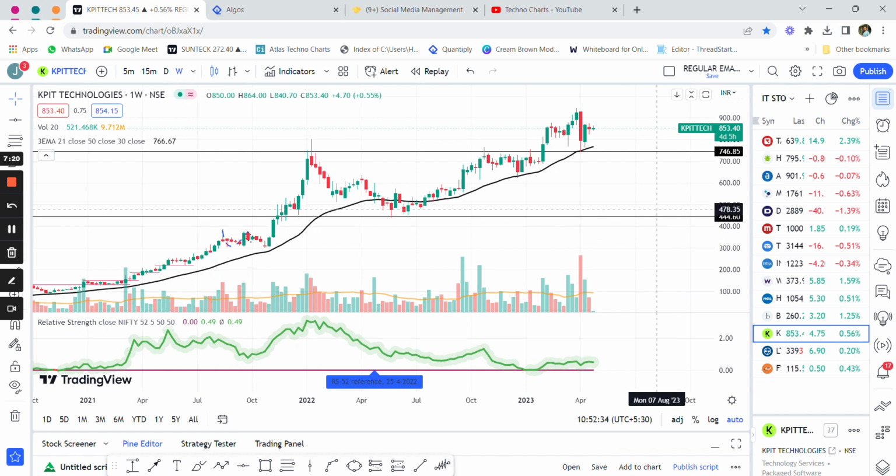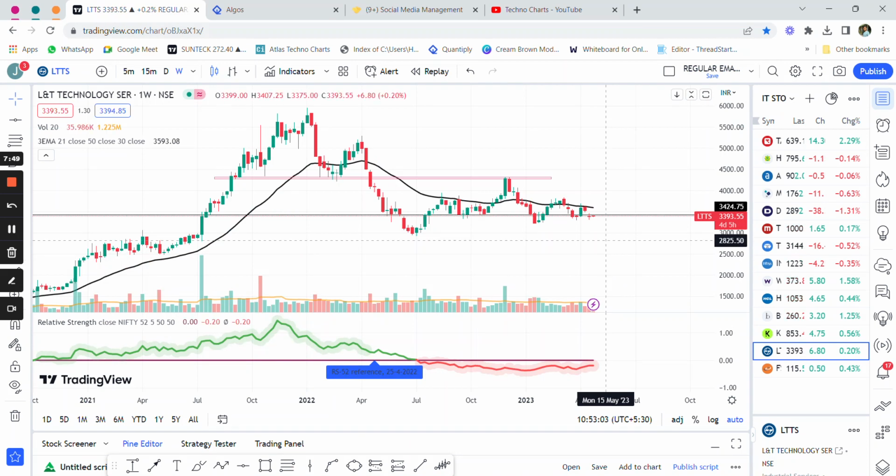KPIT Tech looks excellent in this particular chart. Any kind of pullback to 750 rupees should be used as a buying opportunity. And the relative strength, as I've talked about, you can clearly see is excellent here, and the stock has almost doubled in the last 1 year or so. Even though the other IT stocks have been poor, this stock has doubled. So I think the stock can head much higher, as the trend and strength in this stock are phenomenal here.